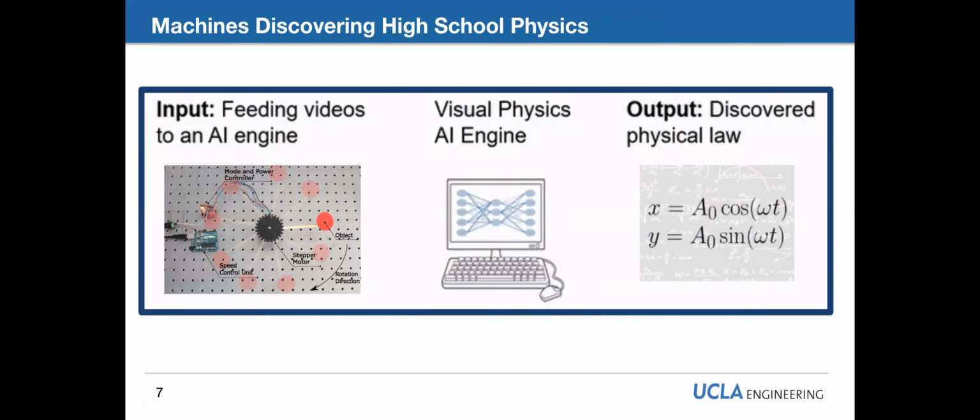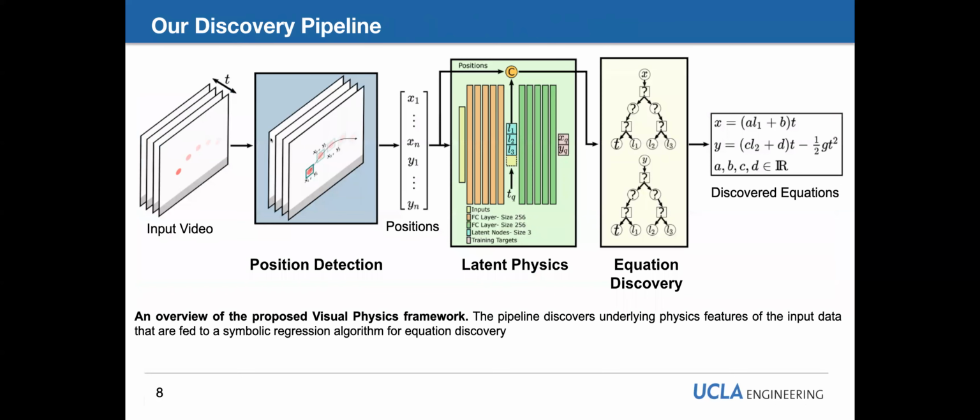One can apply this analysis to many different portions of the high school physics textbook. For example, you might have rotational dynamics. Here you have an object that is fixed to a stick that is rotated by a motor, and a visual physics AI engine is able to output the discovered physical law for motion, which is sinusoidal in nature. The success of these techniques really draws from the success of computer vision.